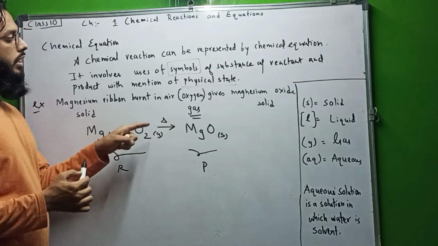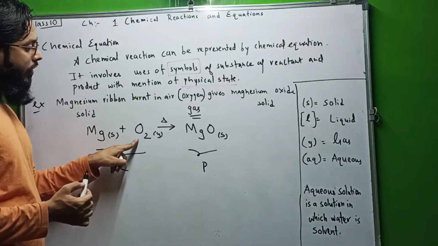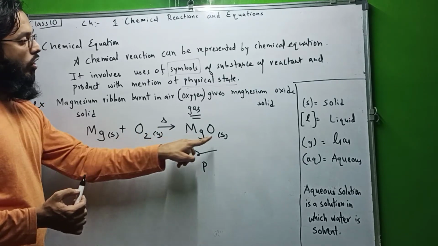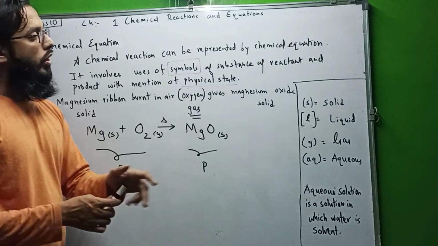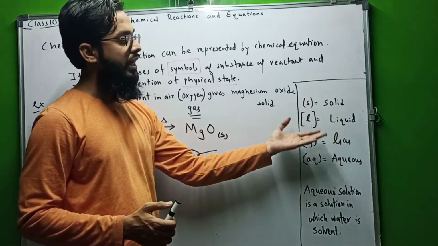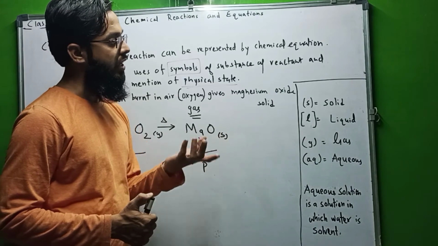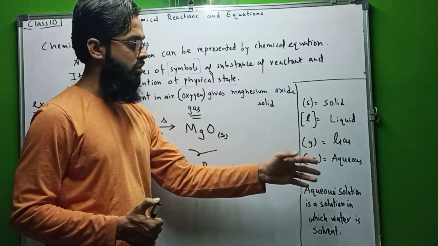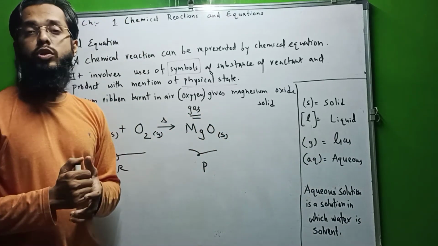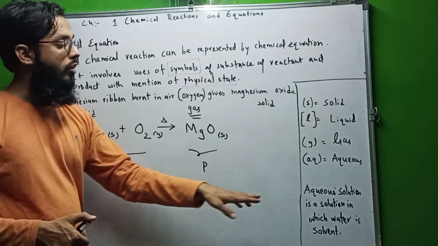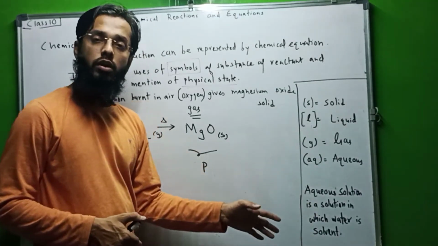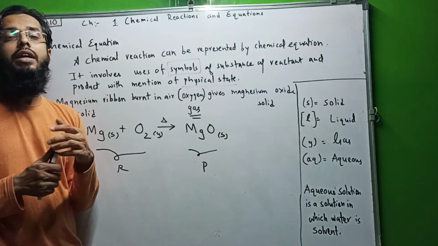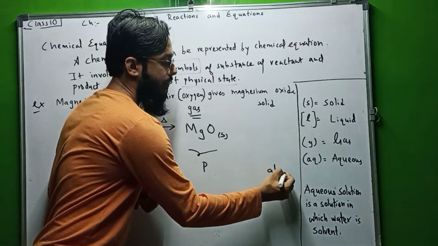For the delta sign, I will depict it as heat. Magnesium on reaction with oxygen gas will form magnesium oxide, and these are the physical states of the reactant and product. S is for solid, L for liquid, which are naturally liquid, like mercury and water, G for gas and AQ for aqueous. Sometimes we have to make an aqueous solution in water, or a solution in which water is used as solvent, so we write AQ. And sometimes the solutions are made in alcohol, so we write alcoholic, ALC.